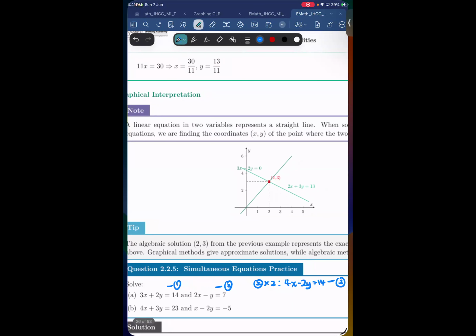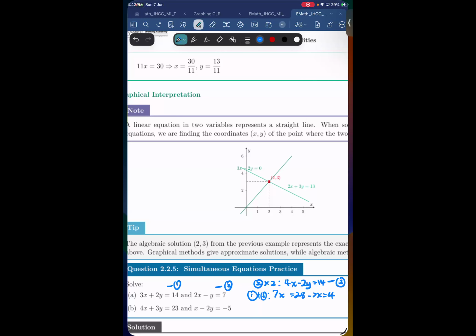For this one, for part A, if I let the first equation be equation 1 and the second one be equation 2, then notice that I can get rid of y easily. If I multiply equation 2 by 2, then I'll have 4x minus 2y equals 14. Then if I add equation 1 and equation 3 here, the 2y's will cancel, right? So if I add equation 1 and equation 3, I will have 3x plus 4x is 7x, 2y minus 2y is 0, then 14 plus 14 is 28. This means that x equals 4.